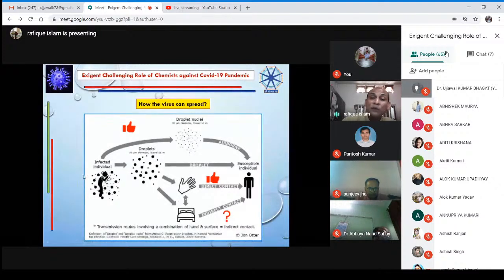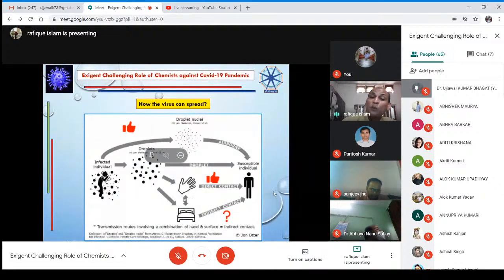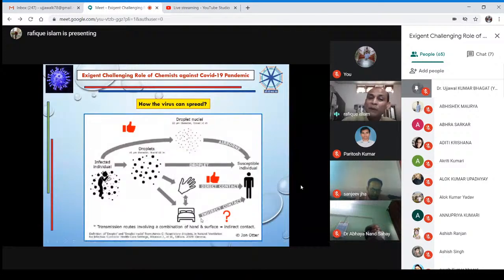And also here we will see that whenever we share some common things, common materials, we have to sanitize them first so that we can kill the viruses, and then you can use them. So here is how the virus can spread and how we can prevent the spreading.